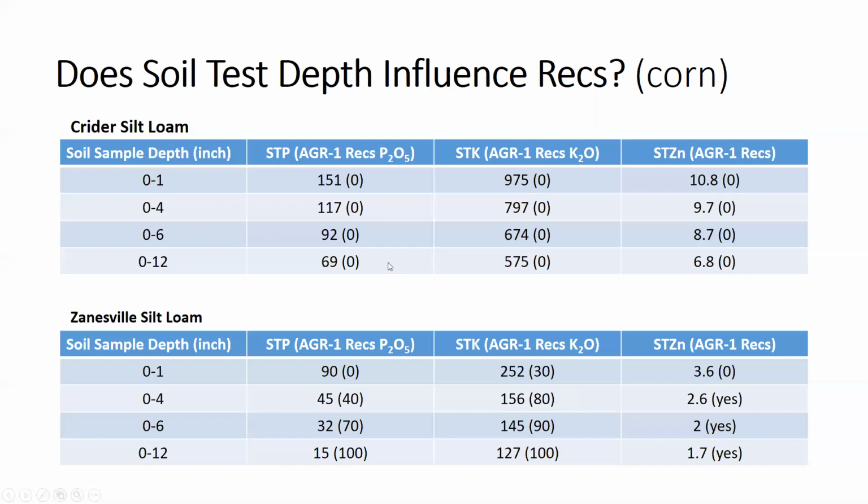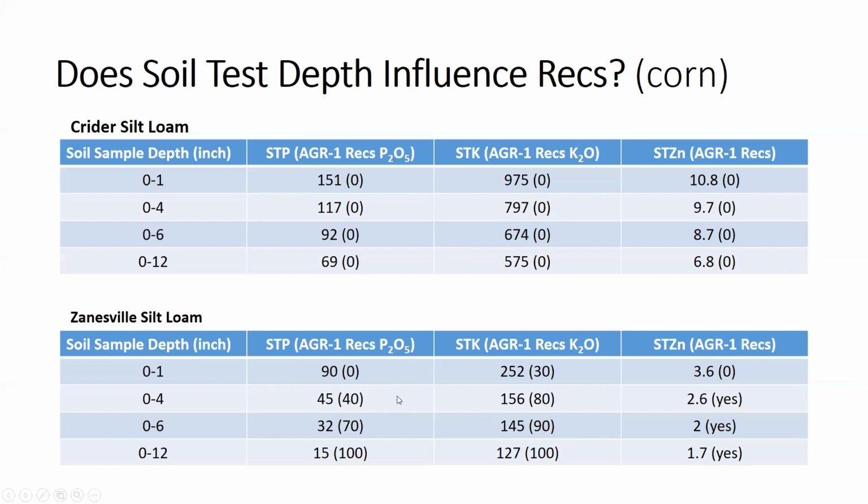Our recommendation goes to 0 is the more correct way to say that. So from a management standpoint, it doesn't matter if it's a 151 or a 69 or a 975 or a 575. We're going to add 0. But there's not many fields that you're in that are going to represent this. This is more like it with this Zanesville. So we go from a 0 to 100-pound difference in P2O5, 30 to 100-pound difference in K2O.